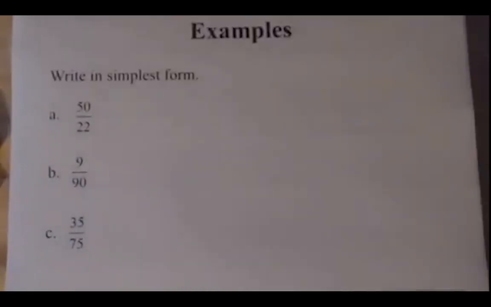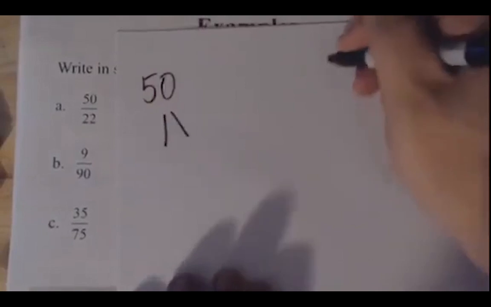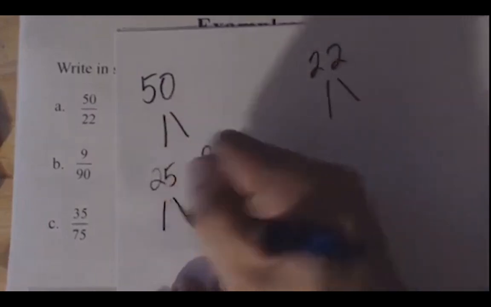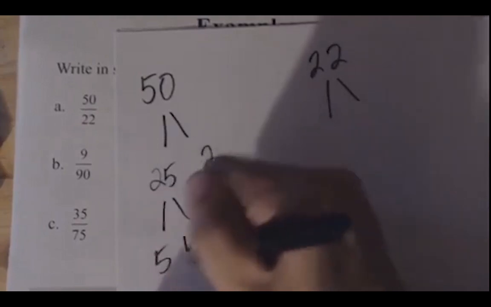So, let's write in simplest form 50 over 22. We'll start there, because we need a factor tree for 50. We need a factor tree for 22. 50 is 25 times 2. 25 is 5 times 5.